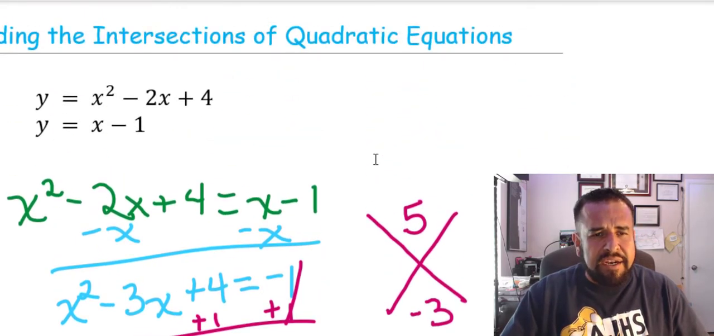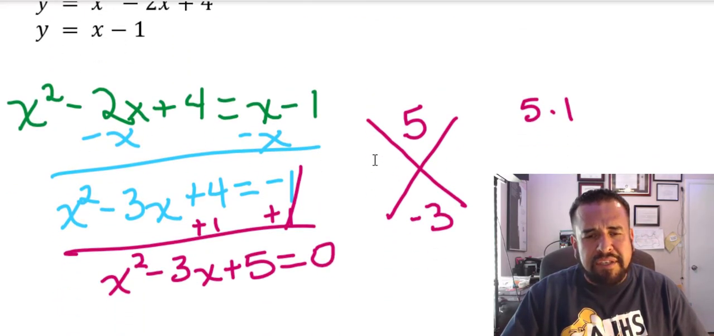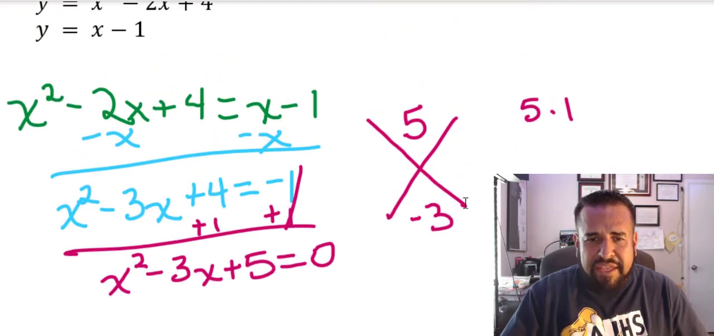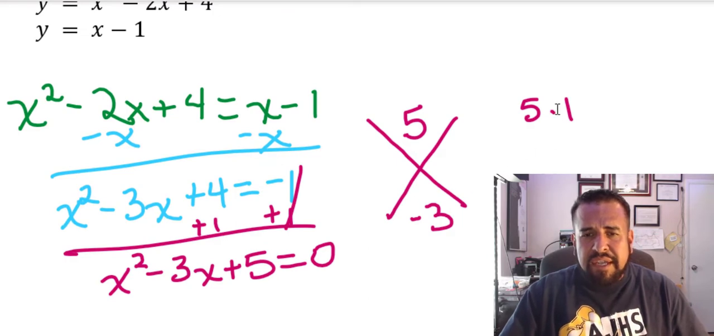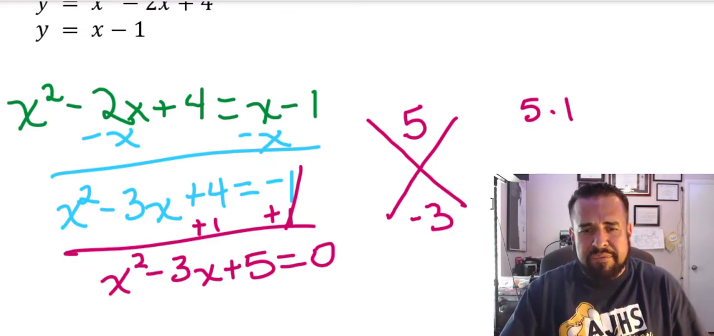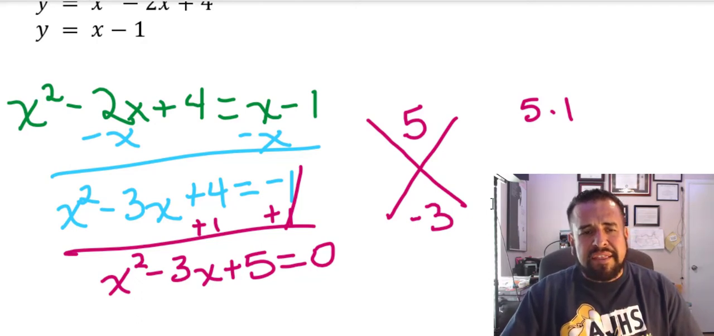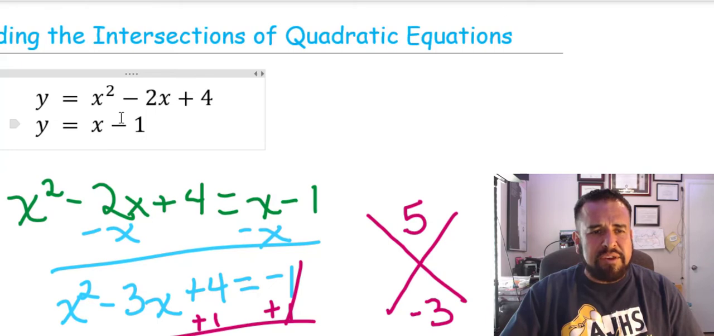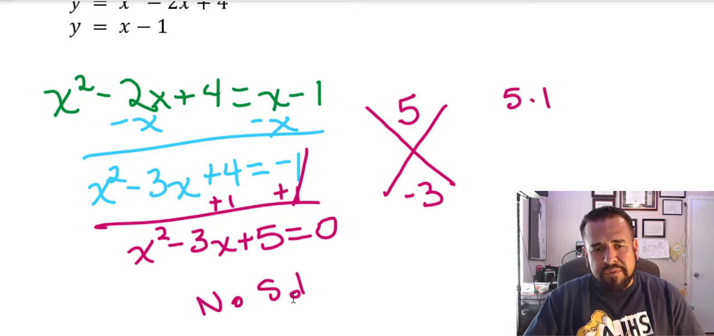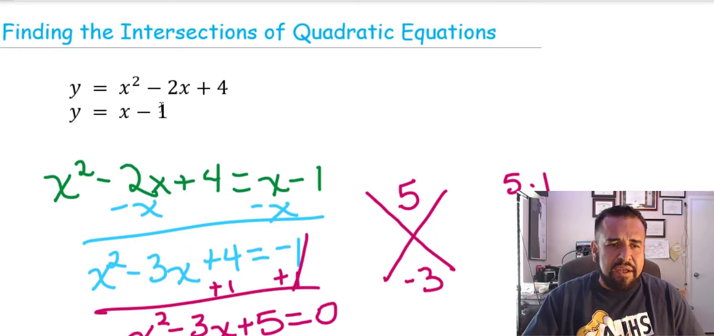I didn't know that this was the first problem, so I apologize for that. But if I cannot factor this, if I cannot find two numbers that multiply to equal 5 and add up to negative 3, this means that the graphs created by this equation and this equation will never intersect. So this would be no solution. They're not going to intersect.